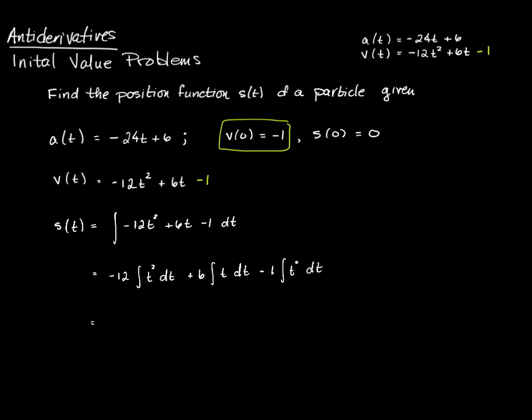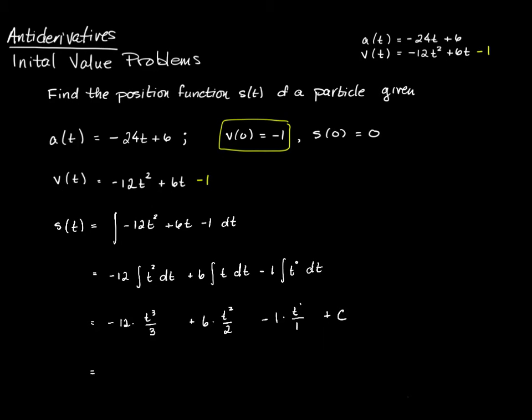That's going to give me negative 12 times the integral of t squared, which is t cubed over 3, plus 6 times the integral of t, which is t squared over 2, minus 1 times the integral of t to the 0, which is t to the 1 over 1. And of course, when I'm finished, I'll have plus c.